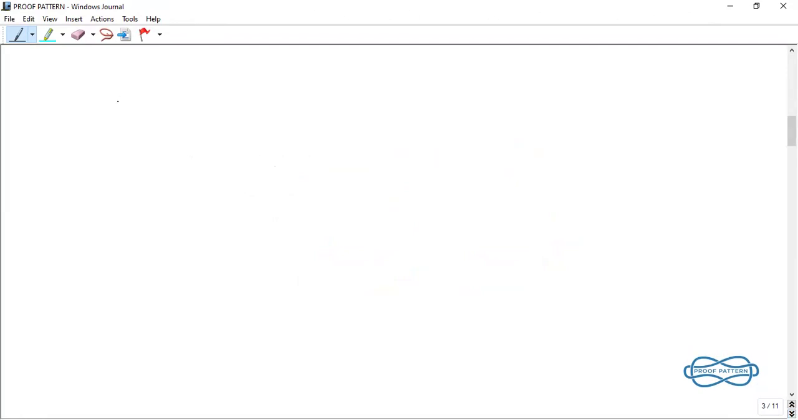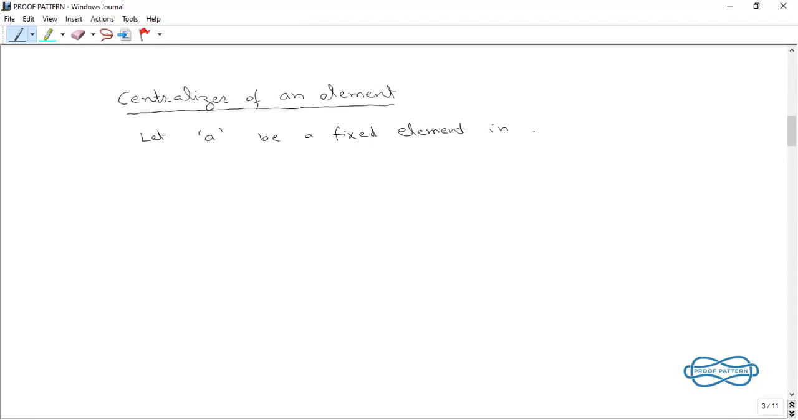Okay, we start with the definition of the centralizer of an element in a group G. Let A be a fixed element in group G, then the centralizer of this element A in G is denoted as C of A, which is the centralizer of A.